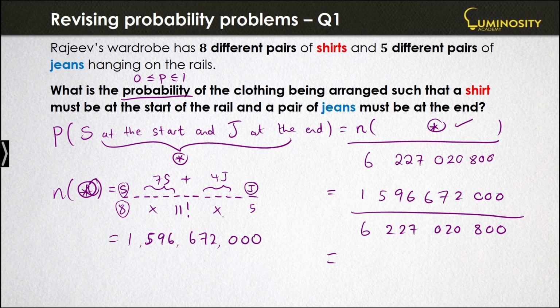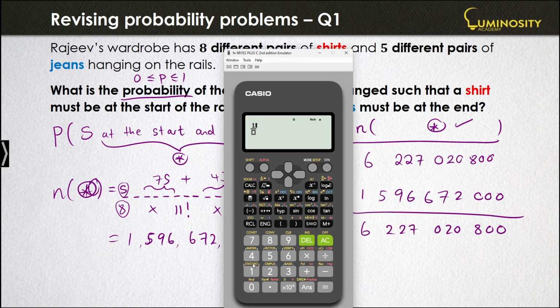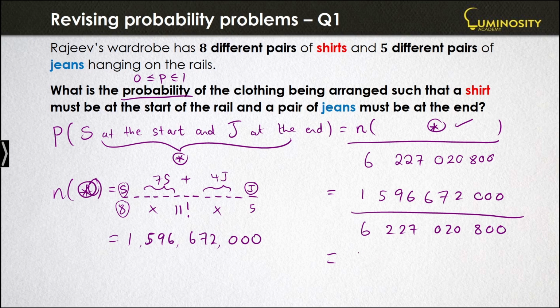So let's bring up the calculator. 1,596,672,000 divided by 6,227,020,800. And I get 10 over 39, which works out quite nice. So let's say to 2 decimal places, that's 0.26. Okay, so it's roughly a 26% chance that the clothing will be arranged such that a shirt is at the start and a jeans is at the end.